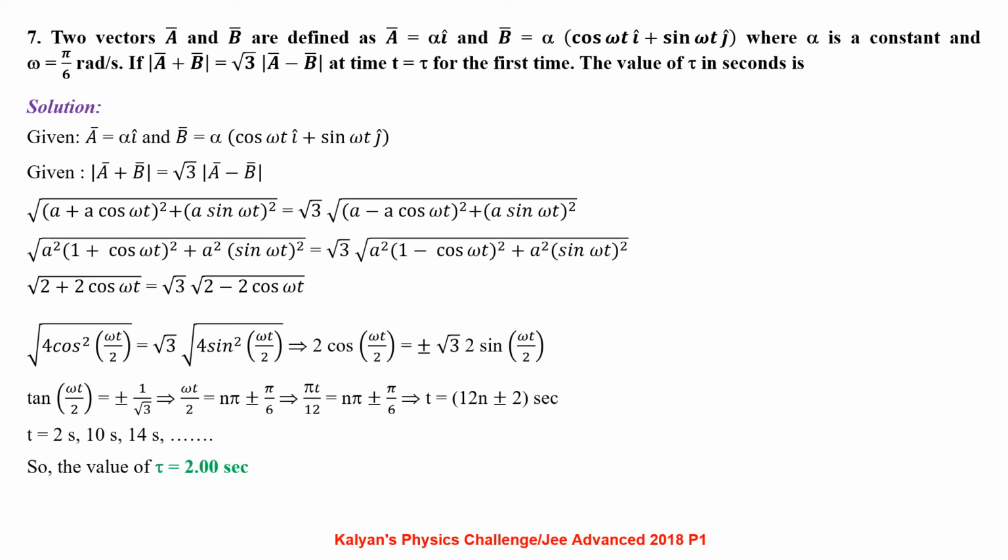Two vectors A bar and B bar are defined as A bar equal to alpha i and B bar equal to alpha times cos omega t i plus sin omega t j, where alpha is a constant and omega equal to pi by 6 radian per second.